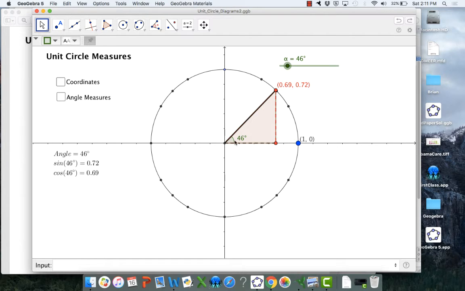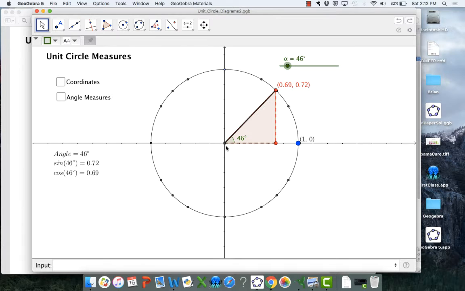One of the things that we know from right triangle trig is that the sine of this angle, 46 degrees, is equal to the ratio of the side opposite, which is that red dashed side here, over the length of the hypotenuse. The hypotenuse we know to have a length of 1. Therefore, when we divide the length of this side by 1, we just get the length of the side, which we can read from the y-coordinate of that red point, which is 0.72. So the sine of 46 degrees coincides with the y value of this point.